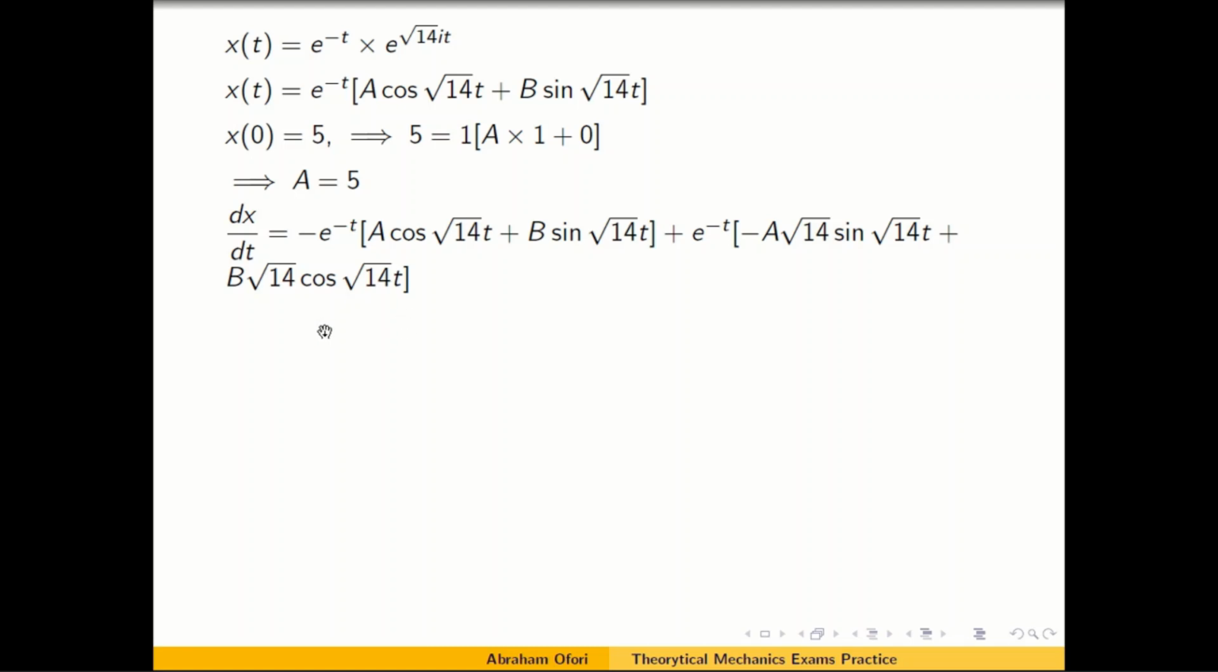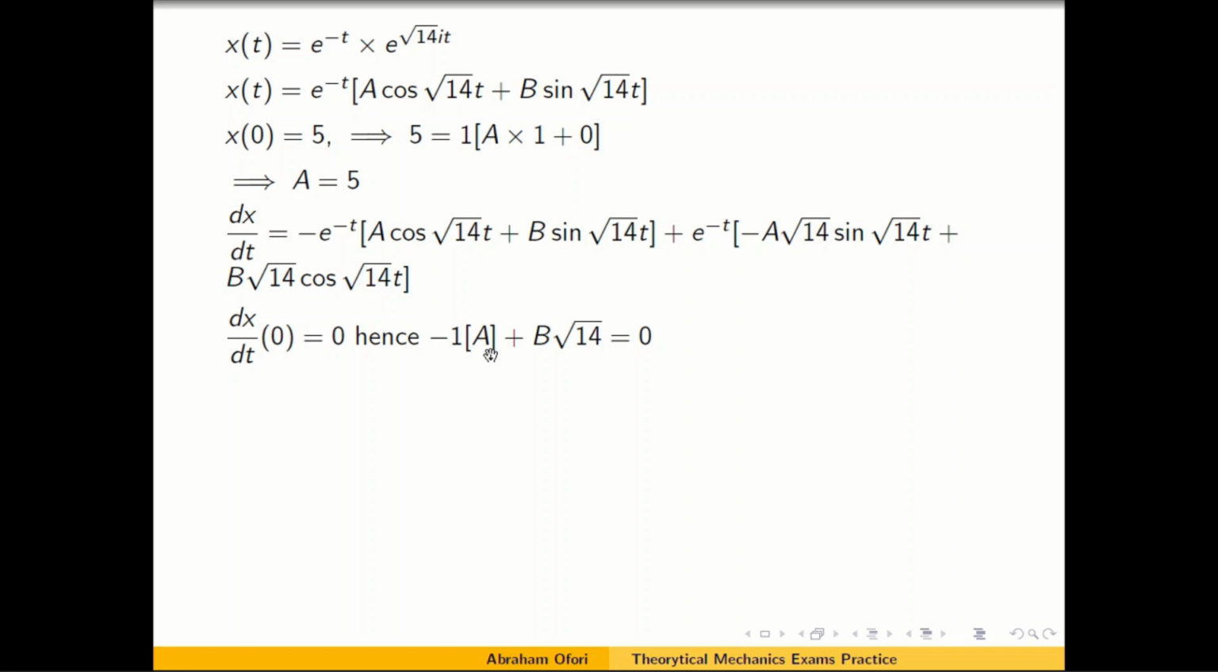Now we are saying that dx/dt at time t equals 0, the velocity at that time, is equal to 0 because it started from rest. That's what they said in the question. So hence, when I put 0 in place of t, everywhere I put 0 here, I'll get 1, -1 here. Then when I put 0 here, I'll get a, only a.